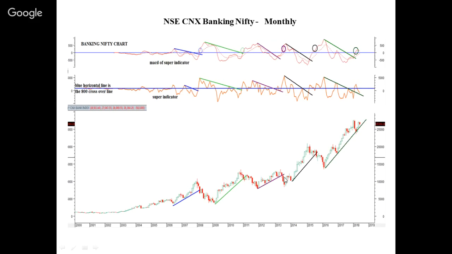Now, how this works is the super indicator is based on the price moving in a certain way, which is shown in the next slide.